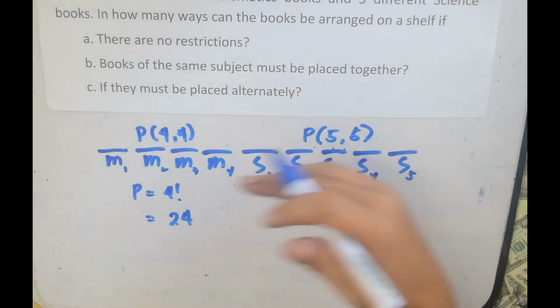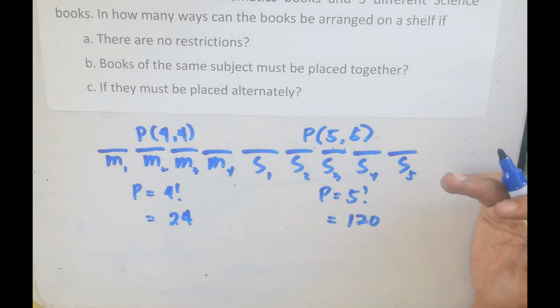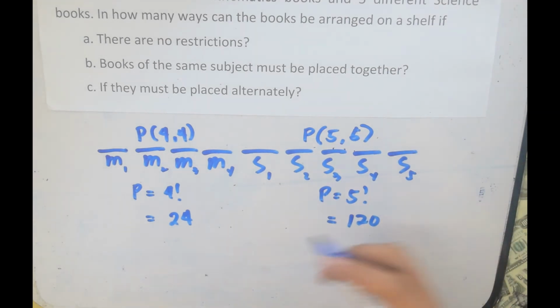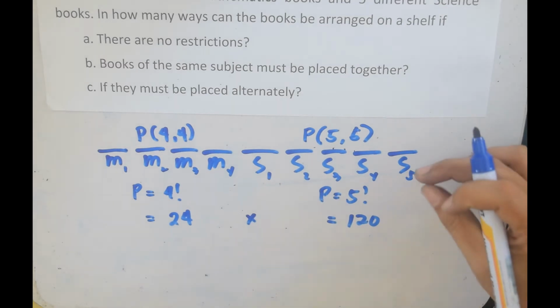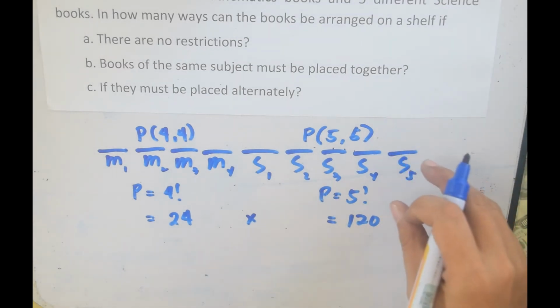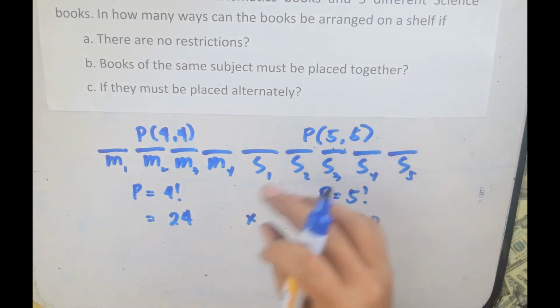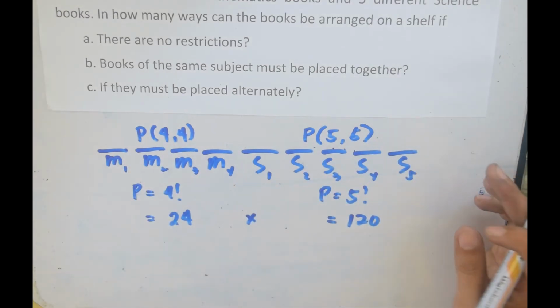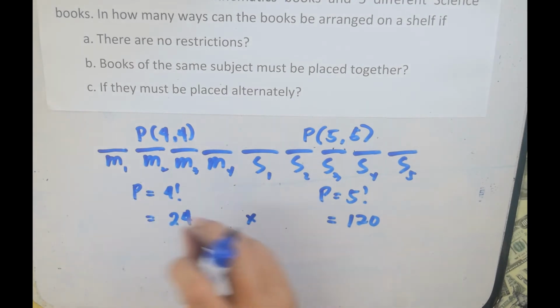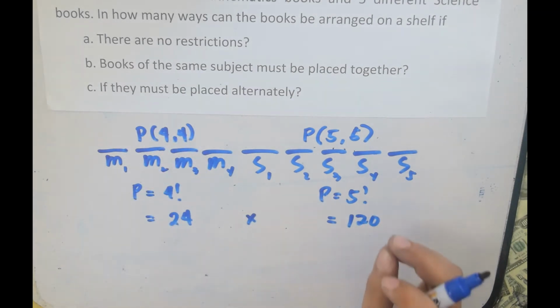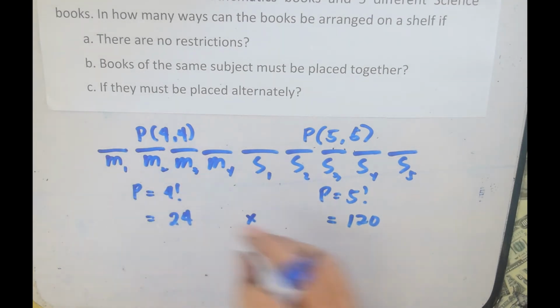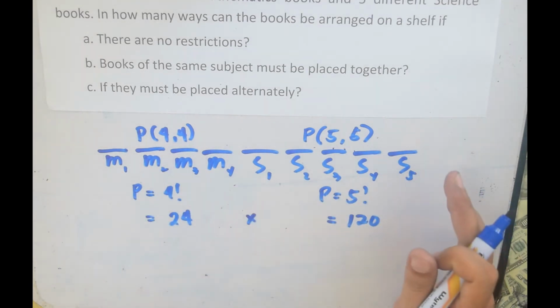Since you are going to pair this arrangement in the fundamental counting principle that we have discussed, you are going to multiply 24 times 120. However, it's not only 24 times 120. You can also arrange the science books before the math books. Because here, the first arrangement is math, then science. But you can also arrange science and math. So there are 2 ways that you can arrange the math and science, right?